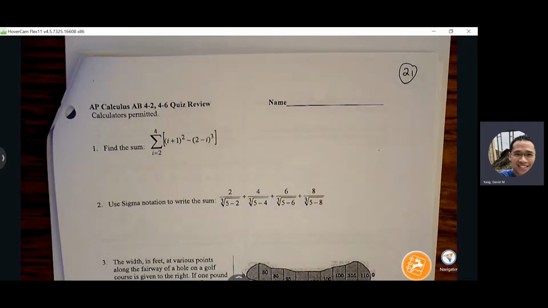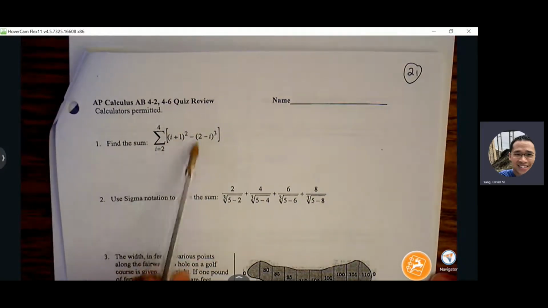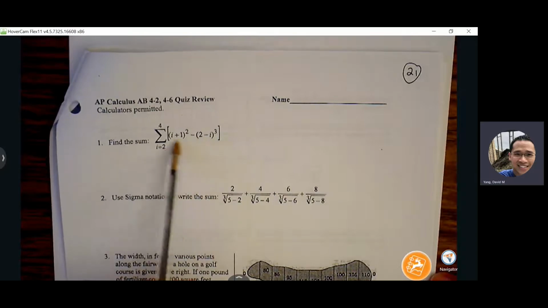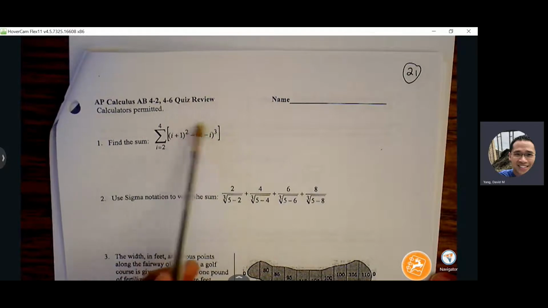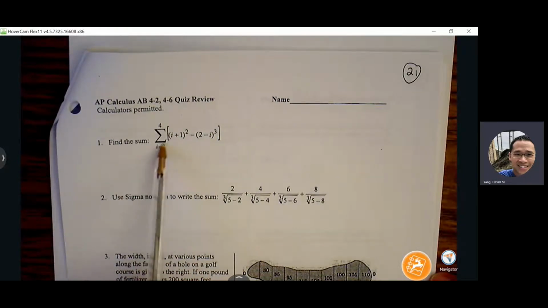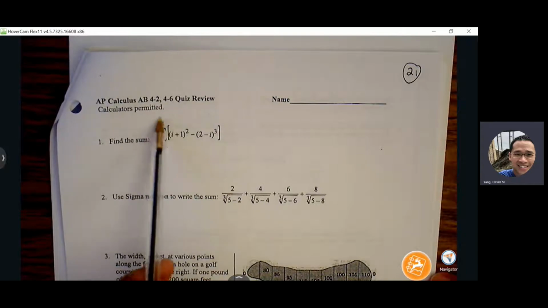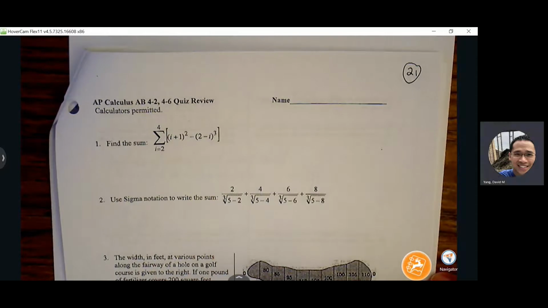Okay, number one says find the sum. So finding the sum, we're just going to do this by hand. Right? So we start with the lower bound, and we're just going to enter 2 in for all the i's. And after we're done with 2, then we're going to move up to 3. And then finally, we're going to end with 4 because 4 is the upper bound. And we're going to add all the terms together. Okay.